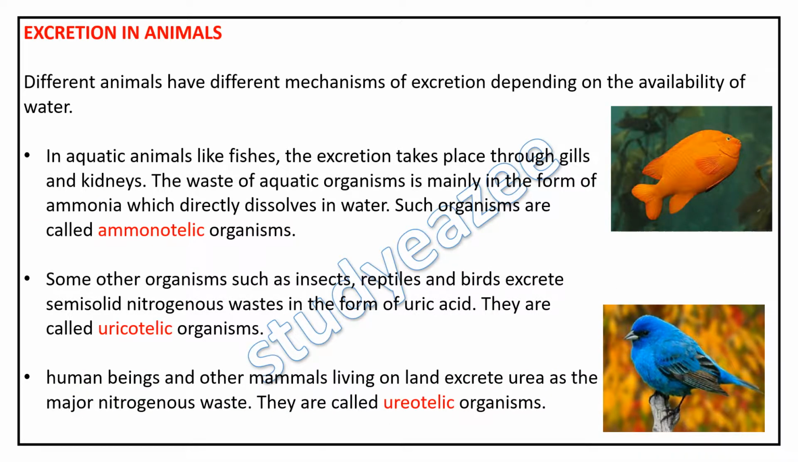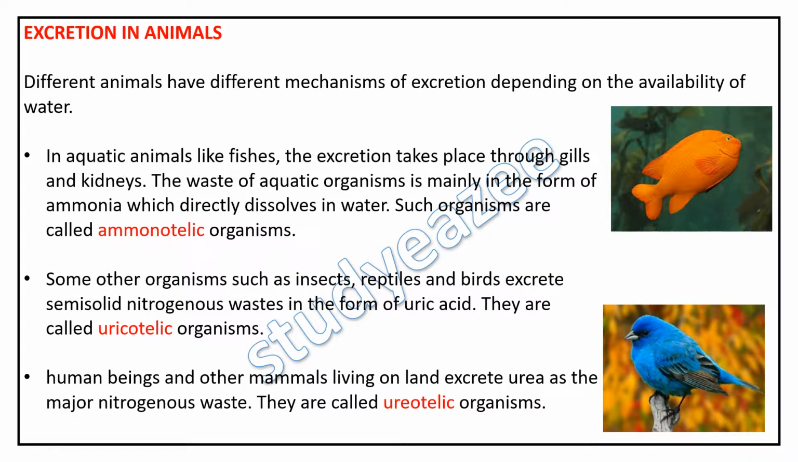After studying the human excretory system, now we will see excretion in other animals. Different animals have different mechanisms of excretion depending on the availability of water. In aquatic animals like fishes, the excretion takes place through gills and kidneys. The waste of aquatic organisms is mainly in the form of ammonia, which directly dissolves in water. Such organisms are called ammonotelic organisms.